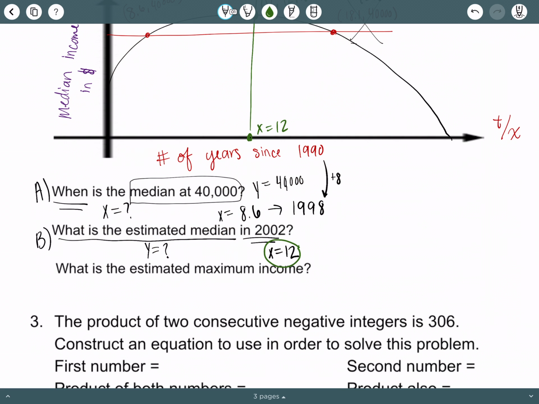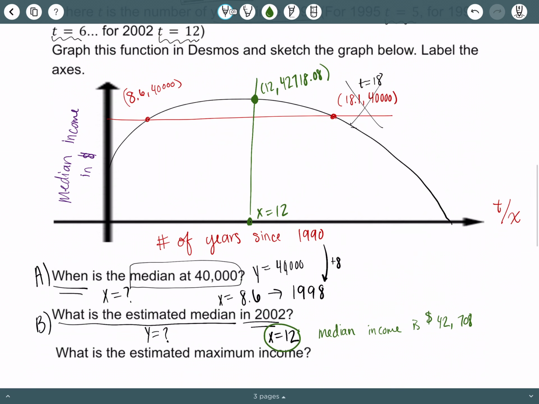So the question was, what is the median income? Well, that median income is $42,718. Because we are working with money, we can round it to 0.08 cents.